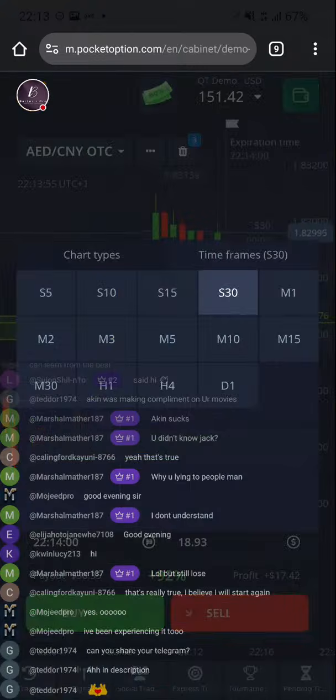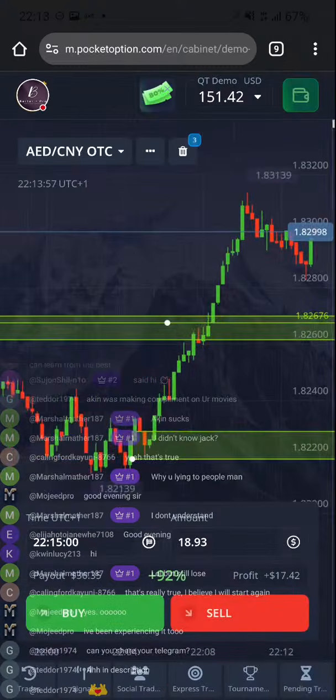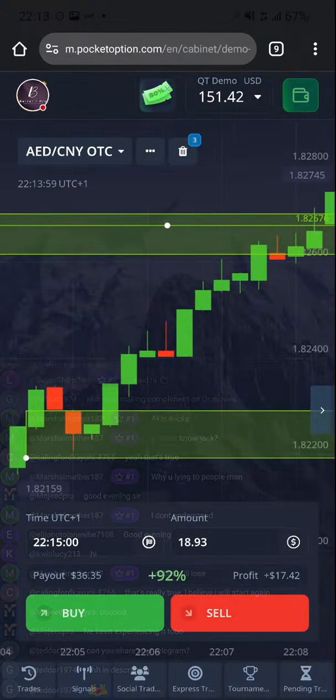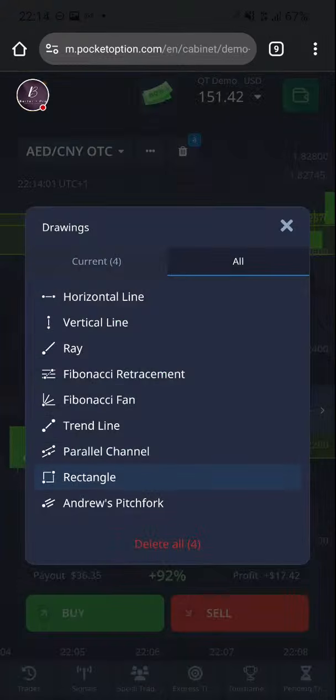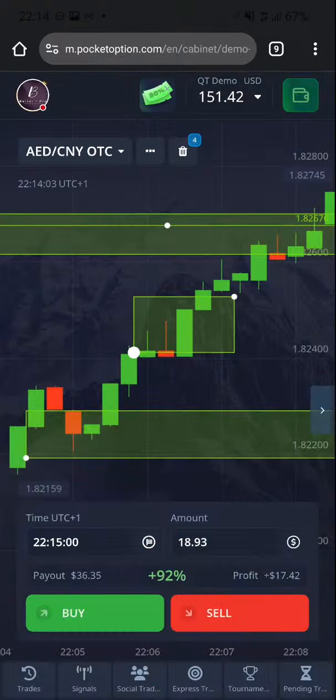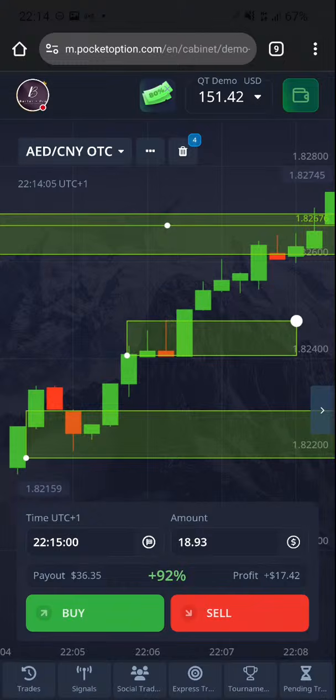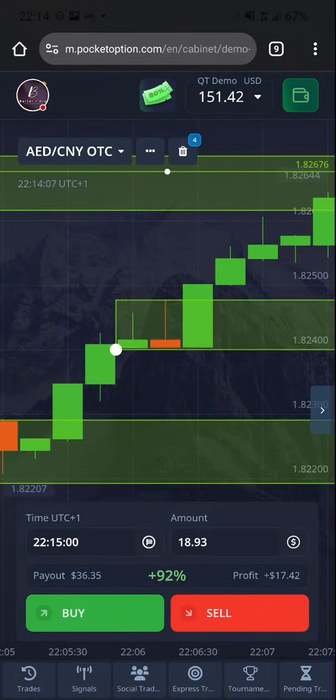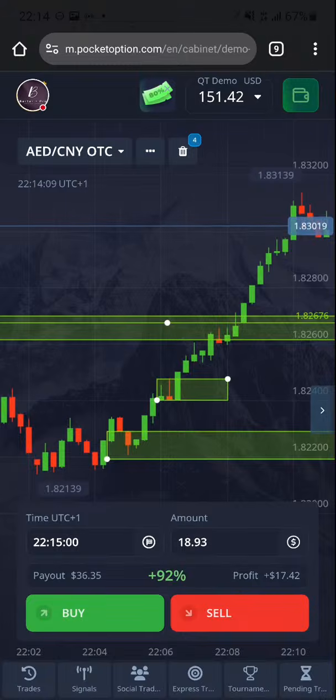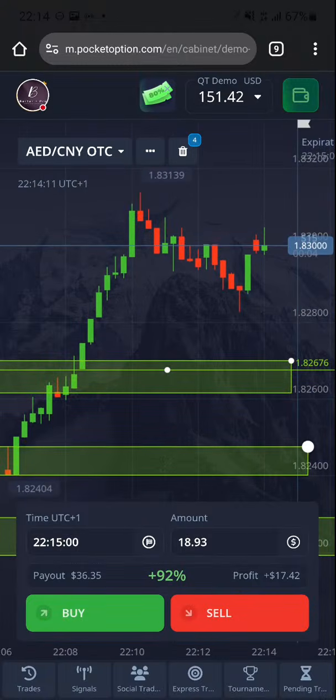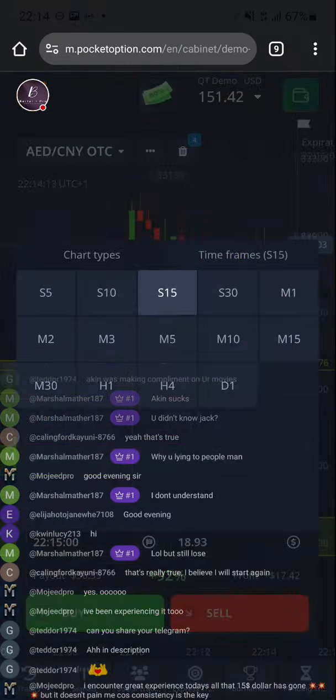Okay, so let's go to S15. Let's see. Okay, fine, I've found it. You see this one, it's an inverted hammer candle. This red one. I'm going to mark everything. It's very similar to a doji. So I'm going to mark everything and I will step it forward like this.